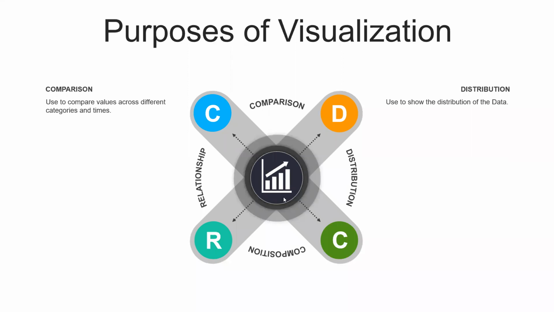Then the next one is composition. Composition illustrates the part and whole relationship within the variables. We use the charts that fall under composition to show a part-of relationship, or the whole relationship, within the variables. We have our variables, and we want to show the relationship between them.